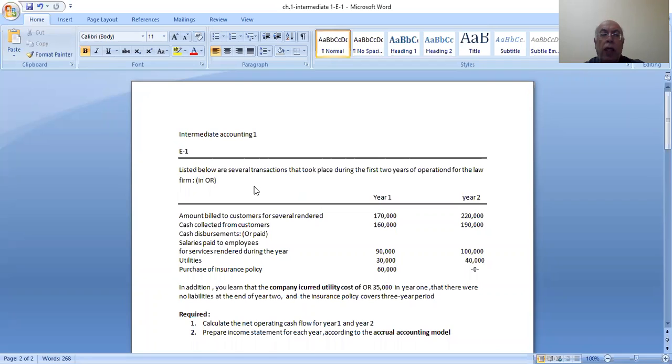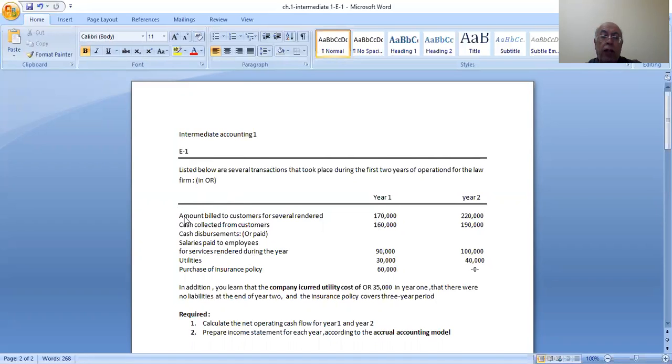Okay, today I'll give you an exercise which is written in chapter 1. We have some transactions in this exercise related to one of the firms during two years, year 1 and year 2, as you see here in this page. The transactions here are related to revenue and expenses during year 1 and year 2.